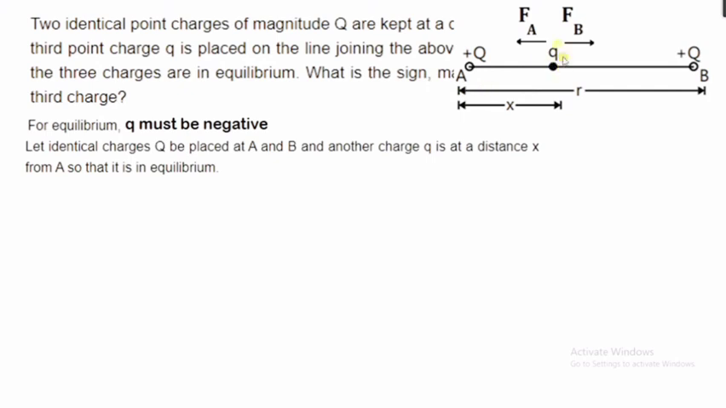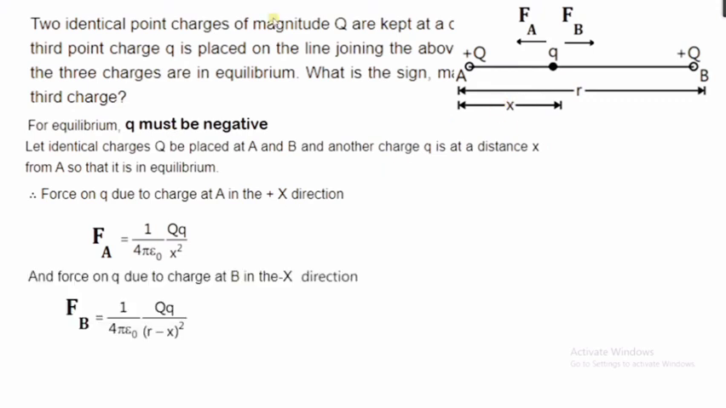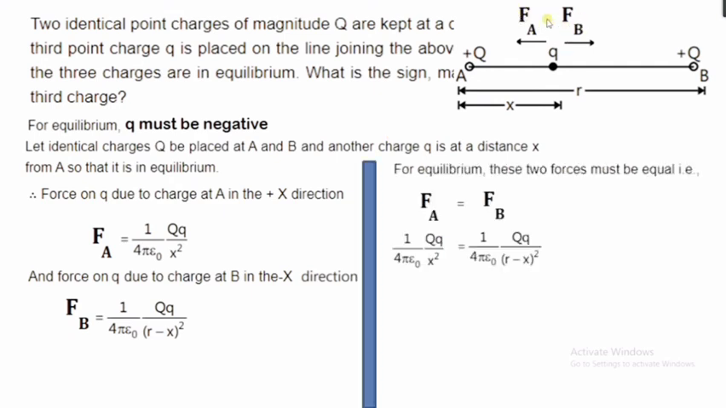Now I am keeping the small charge q at distance x from A. So the force between these two charges is Fa. Because it's an attractive force, this will try to attract this. I am denoting this by Fa, and Fa is given by k Q q by distance square. Distance is x here. Similarly, the force between this Q and this q will be, with distance now r minus x, k Q q by (r minus x) whole square. Now for equilibrium, these two forces must be equal. So I can write Fa is equal to Fb.